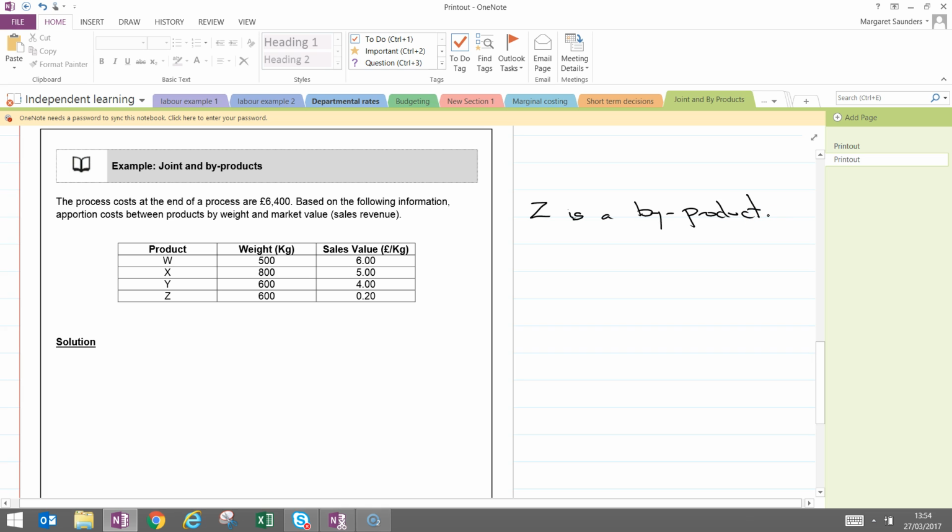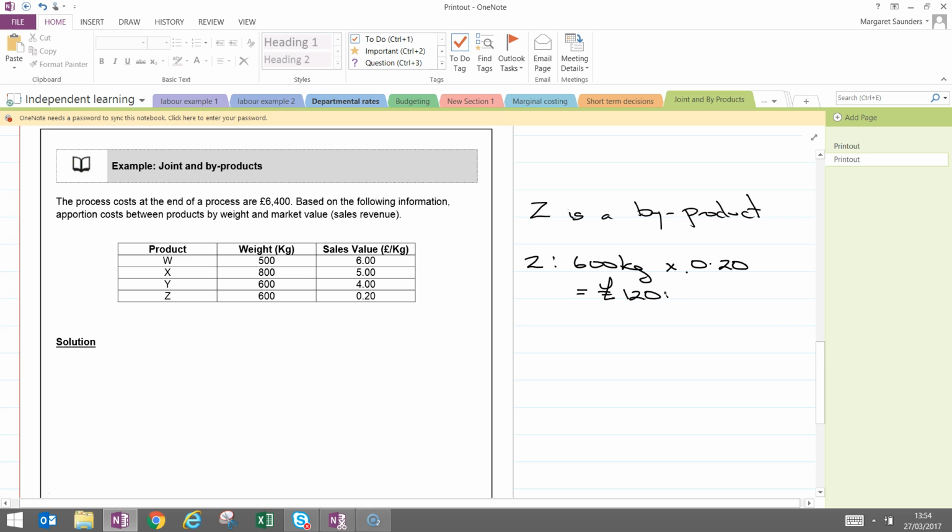Byproducts are valued at their scrap value. So we have for Z 600 kilos, and the scrap value is the saleable value of 20p a kilo. So Z has a value of £120. We use this scrap value to reduce our overall costs.